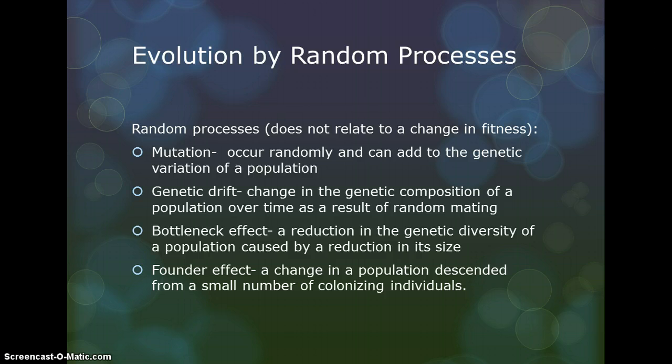The bottleneck effect is what happens when you have a reduction in the genetic diversity of a population caused by a reduction in its size. So think about an upside down soda bottle. Population size can be decreased by habitat loss, natural disaster, overhunting, or changes in the environment, and it can cause several problems. There is increased risk of disease and low fertility, and that makes individuals less able to adapt to future changes in the environment.